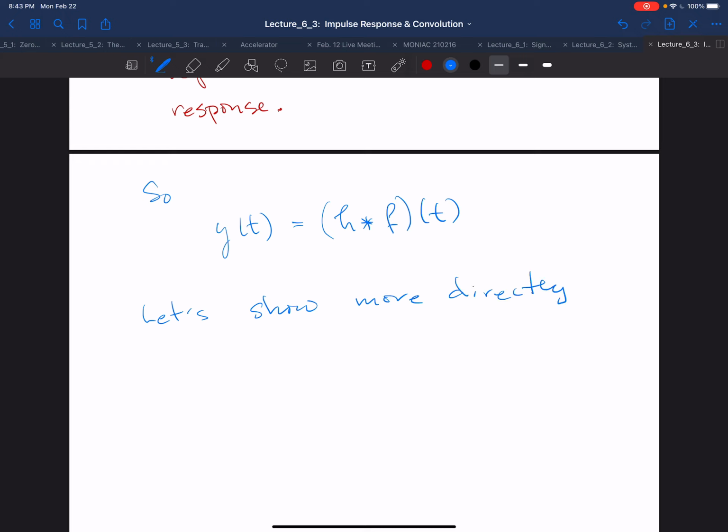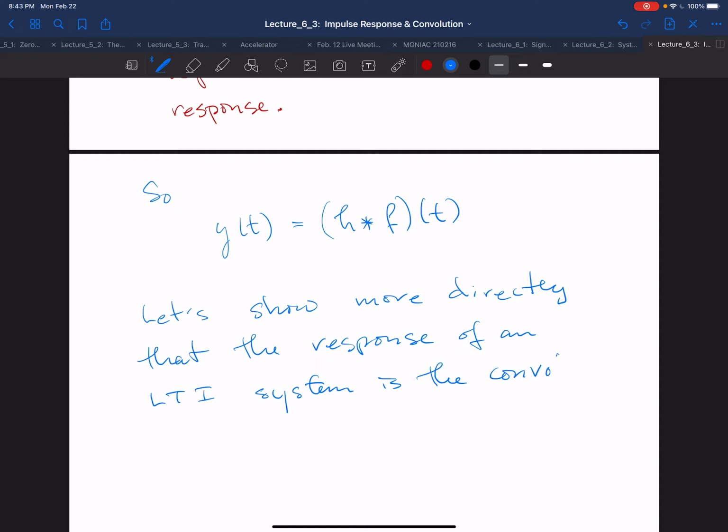And when I say more directly, I really mean directly from the properties of linearity and time invariance. So we're going to prove this result more directly, and again this result says in words that the response of an LTI system is the convolution of the input with the system's impulse response.